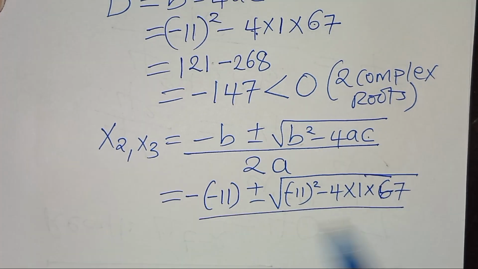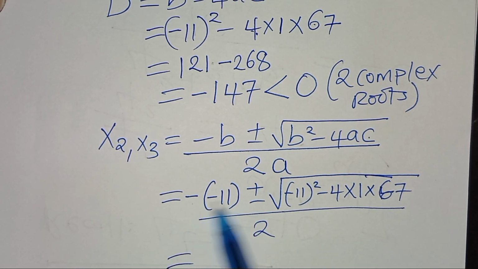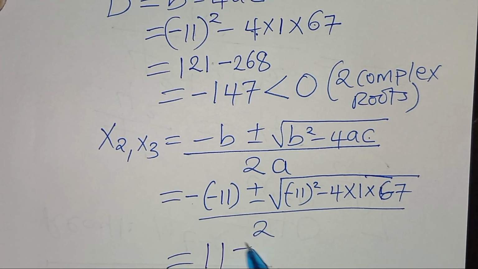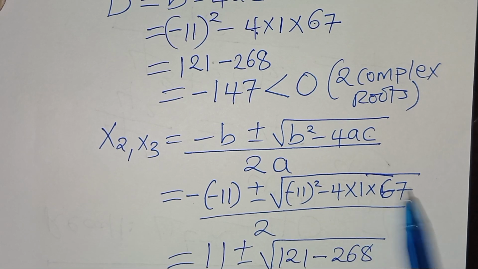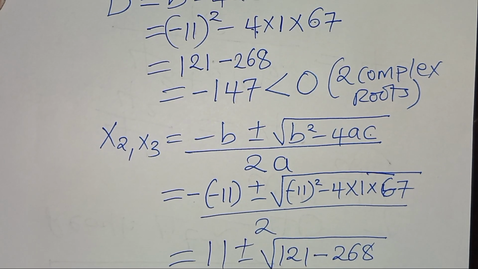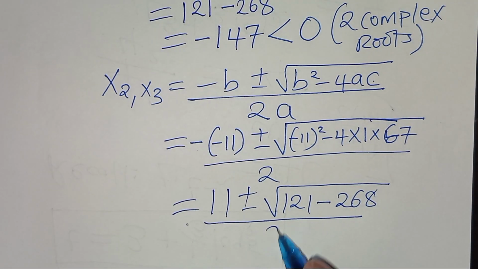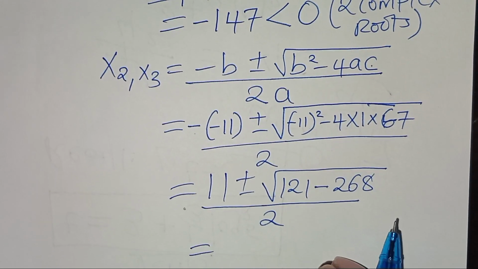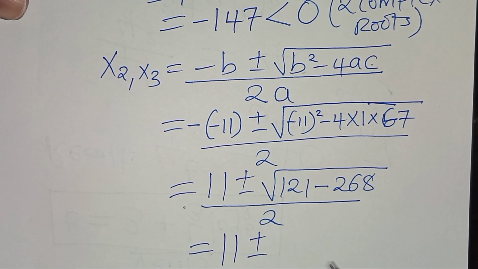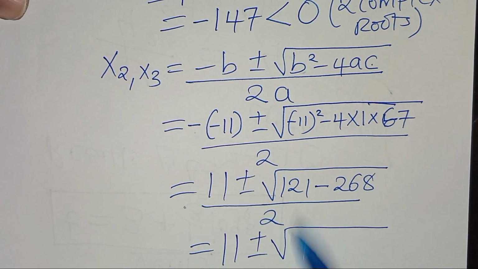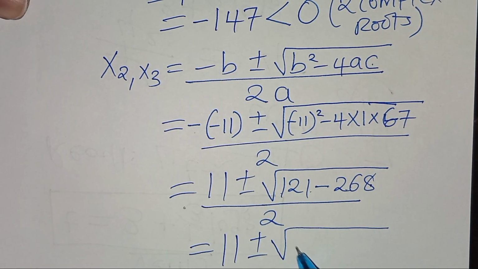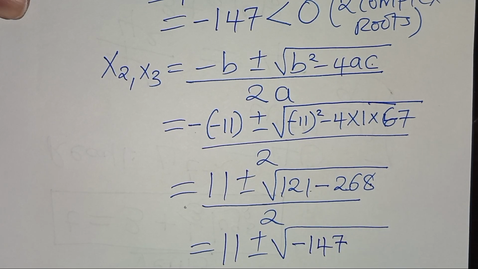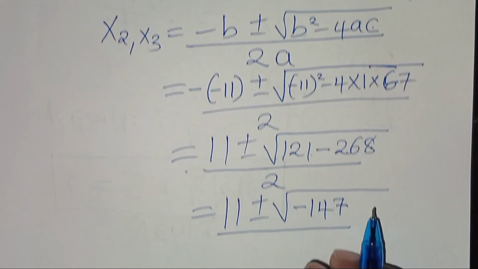All this divided by 2. Now here we have negative times negative 11, this is 11, plus or minus the square root of, this is 121, subtract 268, of which this is what we have here, divided by 2. So this implies that we'll have 11 plus or minus, now 121 subtract 268, this is actually negative 147. All this divided by 2.